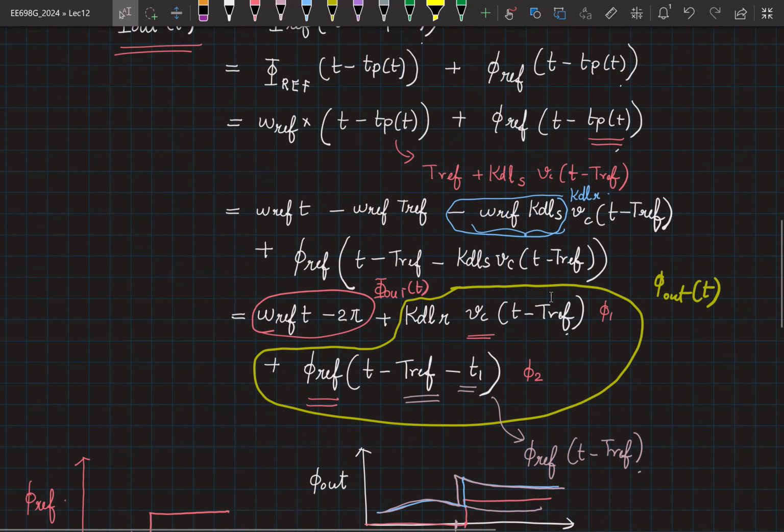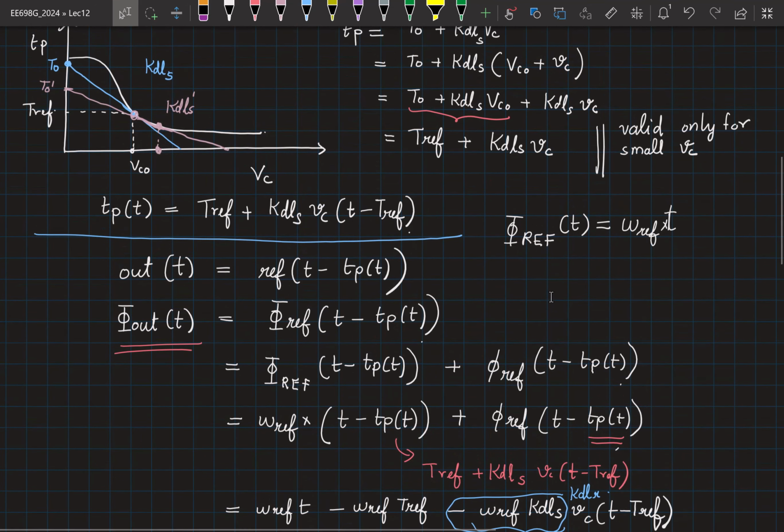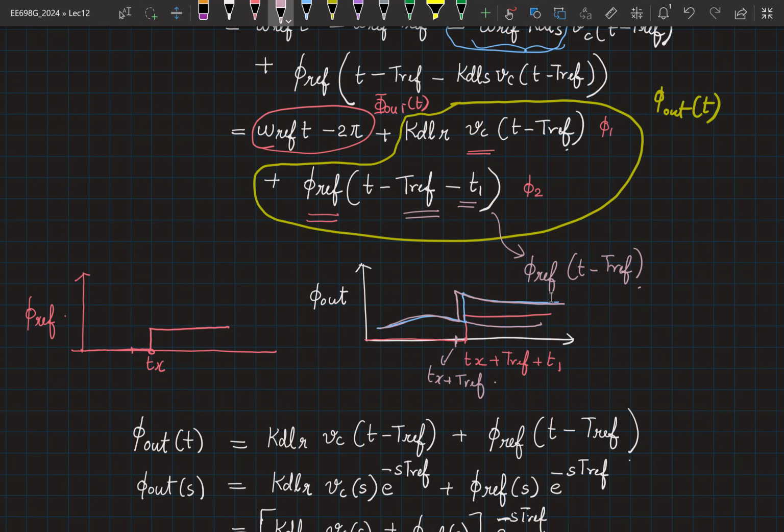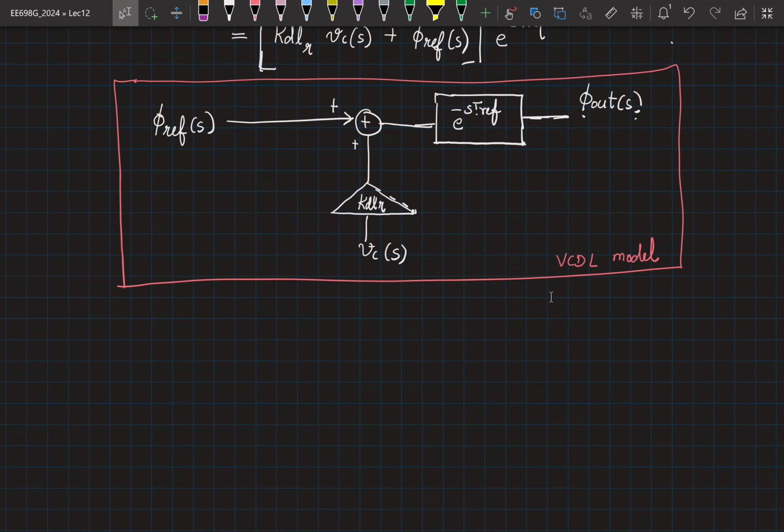Another assumption we made was that whenever you make a change in Vc, it is reflected in the output after one reference period. And finally, we have ignored this T1 during the calculation for the model. You will see in a little bit that all of these small changes are okay with the assumption we started with, where the settling time of the DLL is much larger than the reference period.